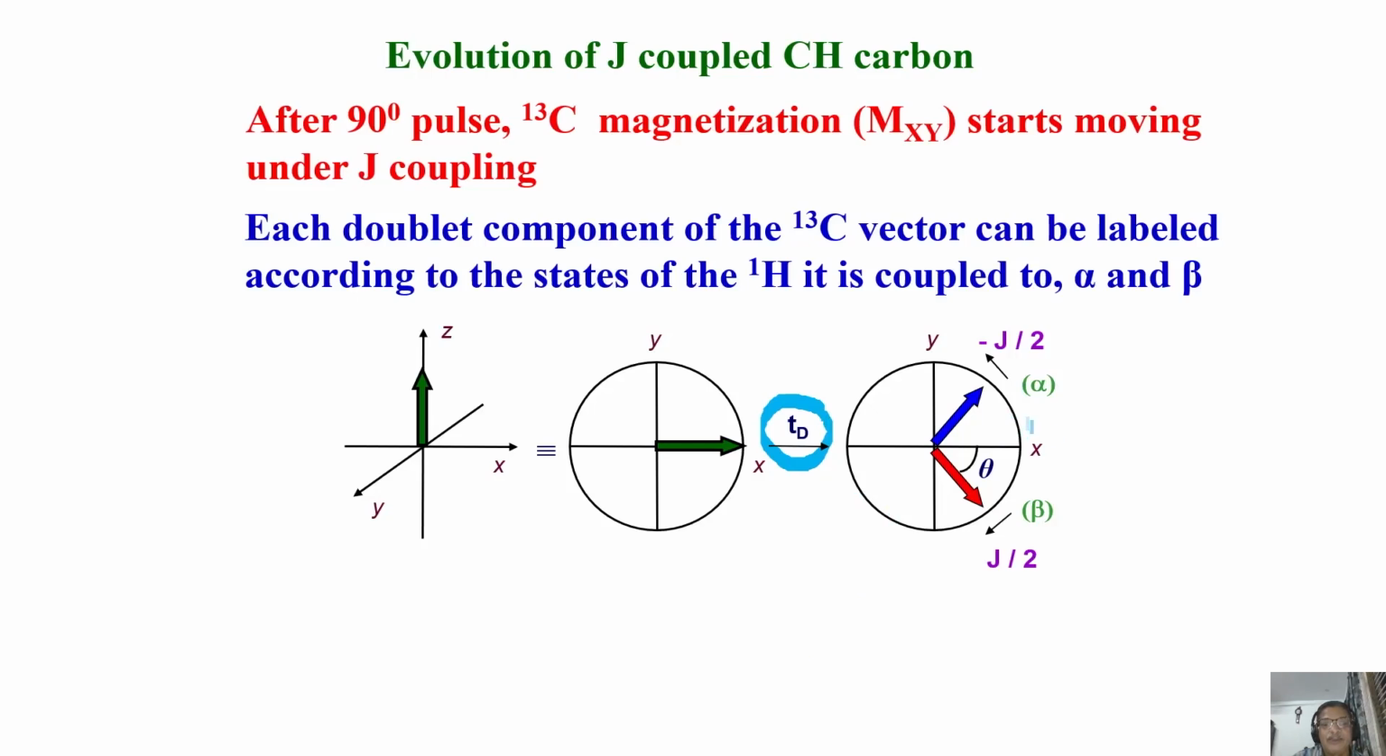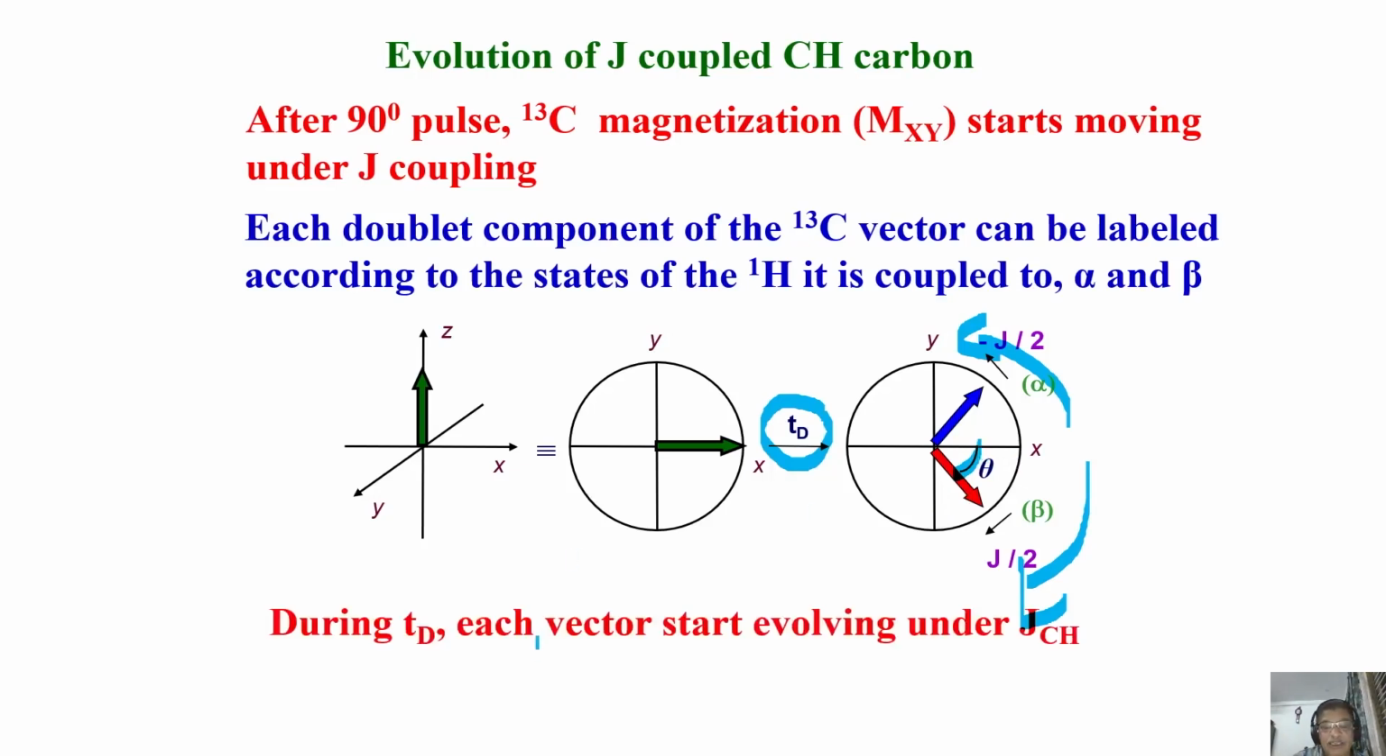Exactly what happened, as I said, is that one is a fast moving component and the other is a slow moving component. There are only two components for CH because it is a doublet. A doublet comes because of the alpha and beta spin states of protons, right? So the alpha component of this carbon 13 starts moving like this, and the beta component starts moving like this. At any given instant of time, I can find out the angle theta by which these vectors have moved. Now, each vector starts evolving under the coupling J CH.